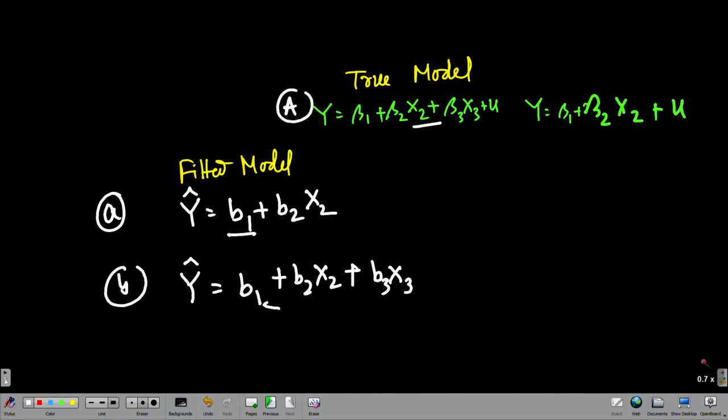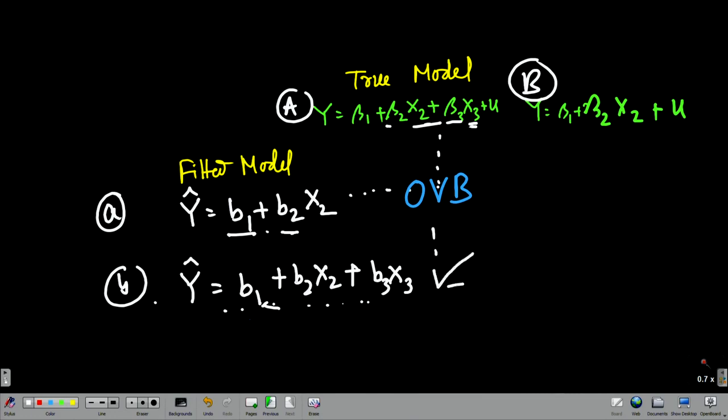So if this is what we get, then I have actually omitted an important variable, which is x3. I did not include x3 in my model. So this is a problem of omitted variable bias. Whereas if the student has actually fitted model B, with b1 plus b2 x2 plus b3 x3, and the true model is this, then this is a correct fit. We have got the right model.